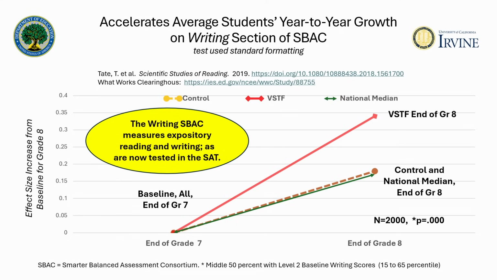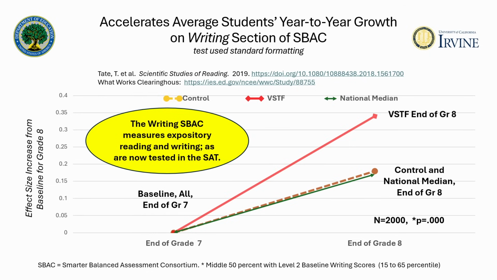The writing SBAC measures expository reading and writing and is comparable to the material that is tested in the SAT. It represents a level of academic reading and analysis that is needed to be able to compare and contrast 2 different expository passages and write an essay about them.